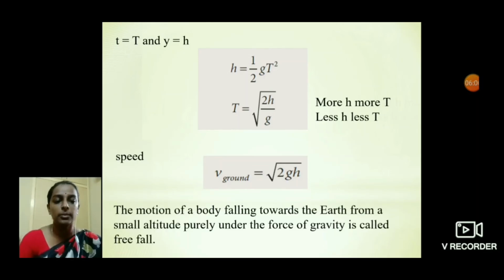The motion of a body falling towards the earth from small altitude purely under the force of gravity is called a free fall.